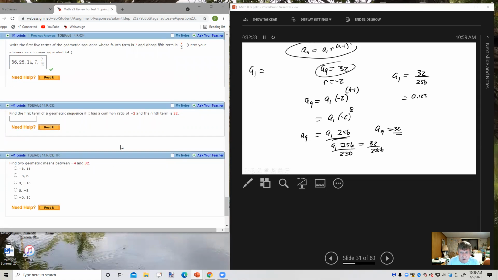And let's see here. Another way we could do that is we could say, well, let's take 32 divided by 32, and we get 1. 256 divided by 32, and we get 8. So 1 divided by 8.